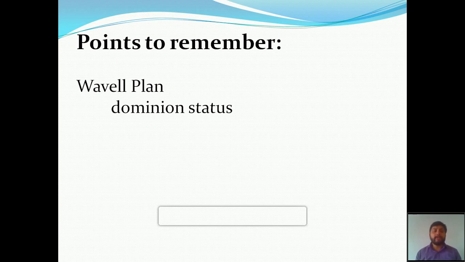Dominion status means India will have an administrative structure, or India will get a government, but it will be functioning under the British. Both the Congress leaders as well as the Muslim League rejected this Wavell Plan because the Congress party was demanding complete independence from the British. Since the Wavell Plan did not promise any complete freedom, the Congress party rejected it.